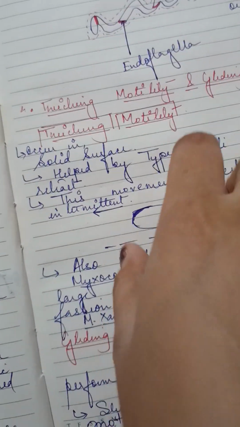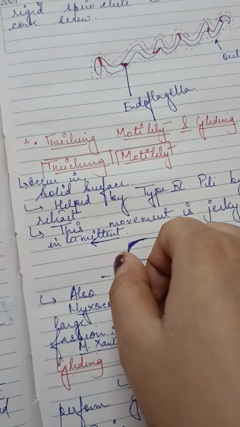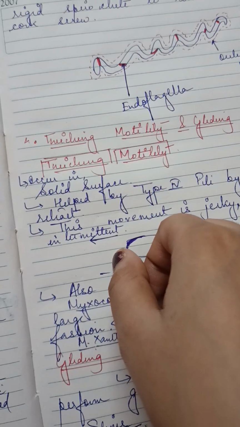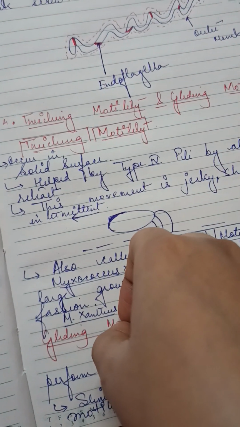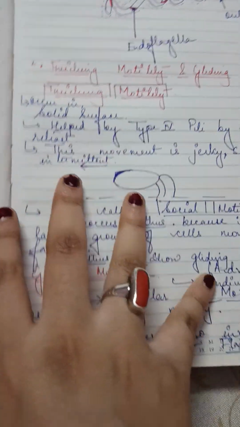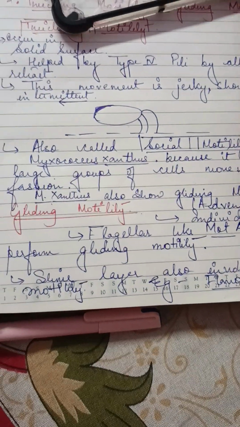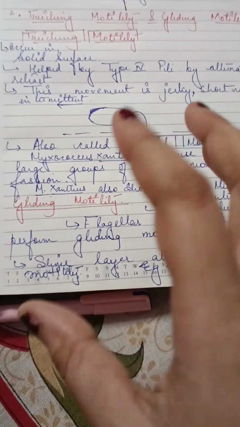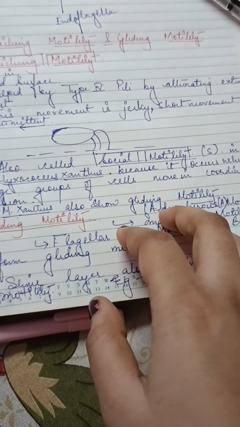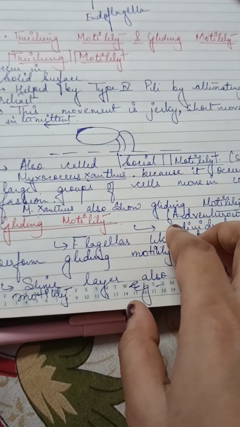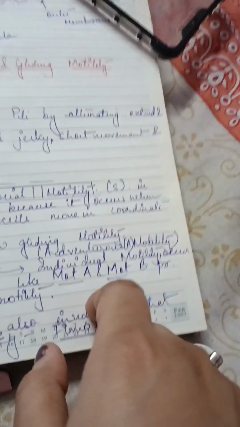But now this is not flagellar: twitching motility and gliding motility. What is twitching motility? It occurs on solid surfaces and is done by type 4 pili, by extending and retracting pili. This movement is jerky, shaky, short and intermittent. It is also called social motility in Myxococcus xanthus because a group, a mass of cells, moves together in a coordinated fashion. Myxococcus also shows gliding motility, adventurous A motility, where individual motility occurs.